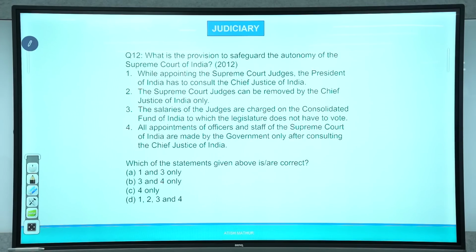All appointments of the officers and staff. जजेस की बात नहीं कर रहे, हम जजेस की बात नहीं कर रहे.